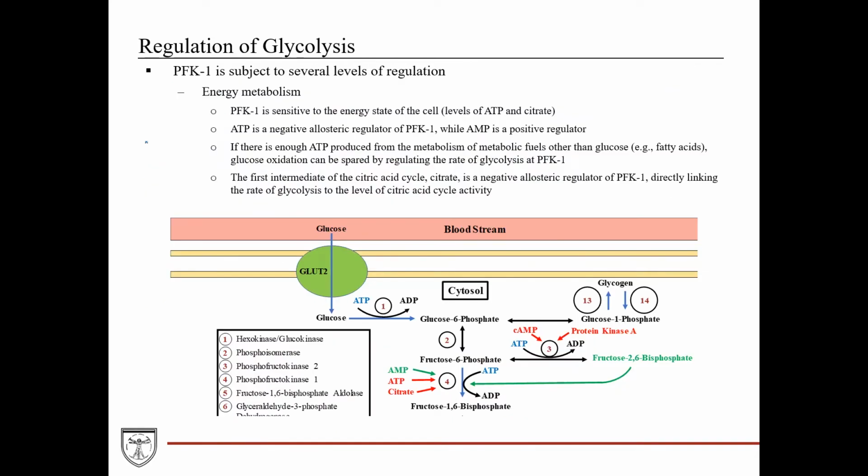All right, so given that phosphofructokinase 1, or PFK1, is both the rate-limiting step and the committed step of glycolysis, it's going to be subject to several levels of regulation for that reason. And really, there are 2 categories of regulation, if you will.